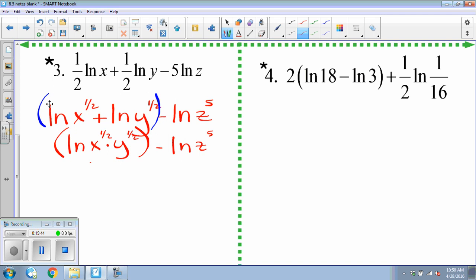So we've condensed it. We took these two, condensed it down to 1. Now let's do those two. So it's all of this, x to the 1/2, y to the 1/2, divided by z to the 5th. So when we write it as one natural log, it's ln of x to the 1/2 y to the 1/2 divided by z to the 5th.